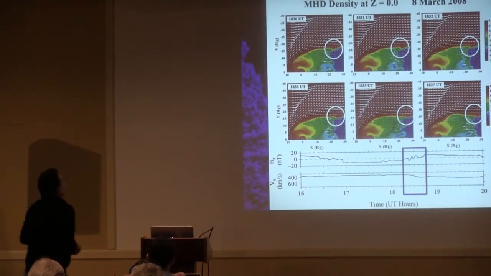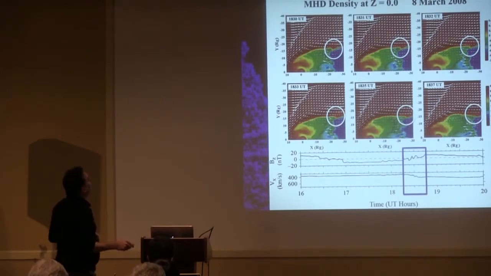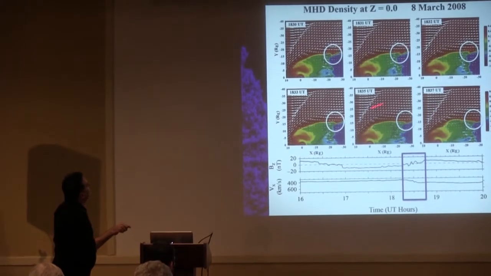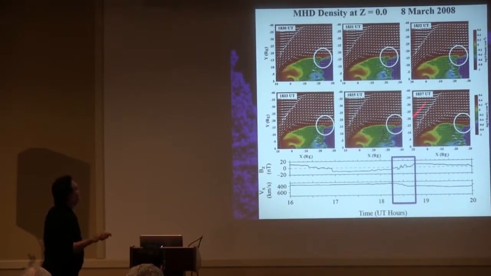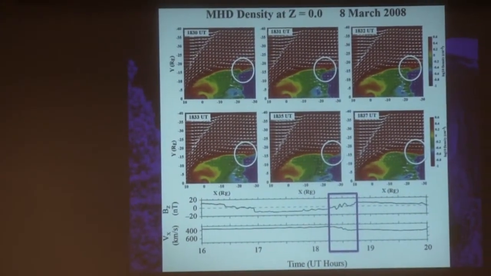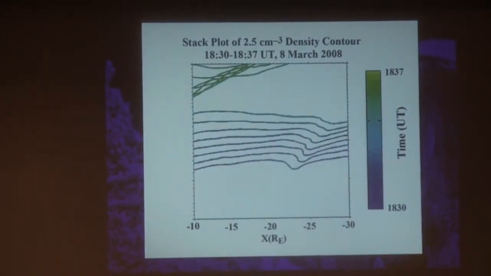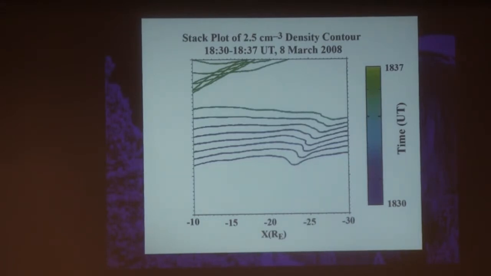If you look at the interval right after the high-speed stream at 1830 UT onwards, this is the density in the MHD simulation, again the equatorial plane, on the dawn flank. So this is the noon-midnight meridian. Here's dawn. And you see this feature that develops at about 20 RE down the tail and travels tailward and then dissipates. And this is happening at a time where the IMF BZ goes through at least 3 turns very, very quickly.